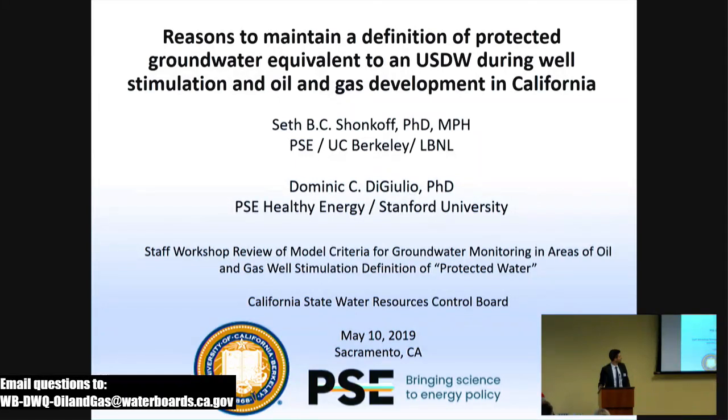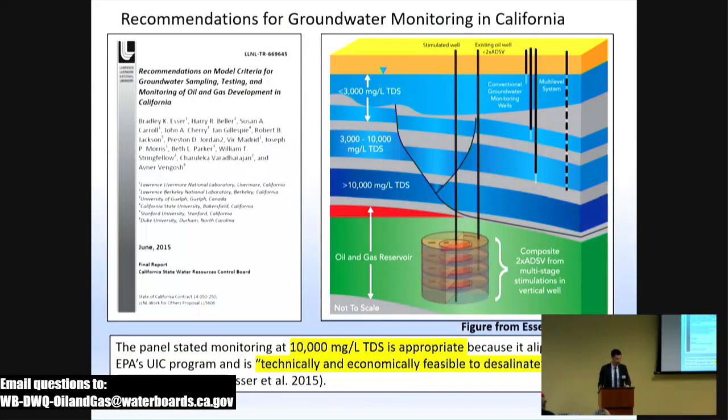Okay, so let's just get into it. We all know where this came from. The model criteria was pulled together alongside the CCST SB4 study, pursuant to SB4. This report, which came up with the model criteria, stated that monitoring at 10,000 milligrams per liter TDS is appropriate, largely because it aligns with EPA's UIC program and is technically and economically feasible to desalinate water of that TDS concentration.